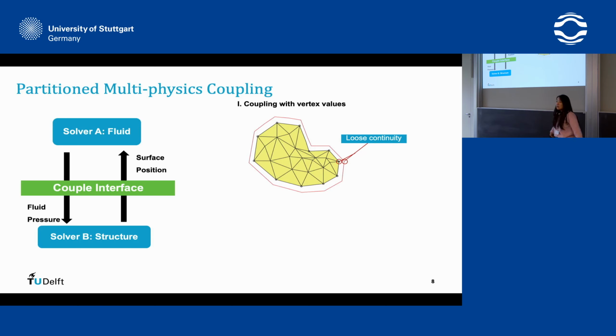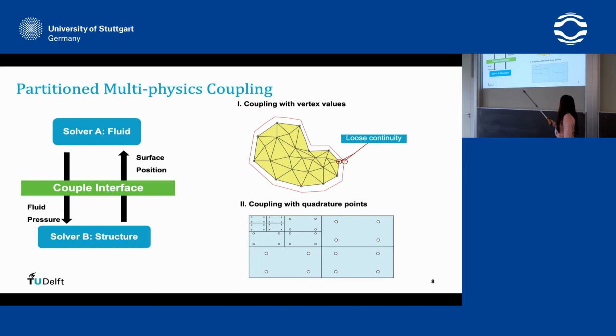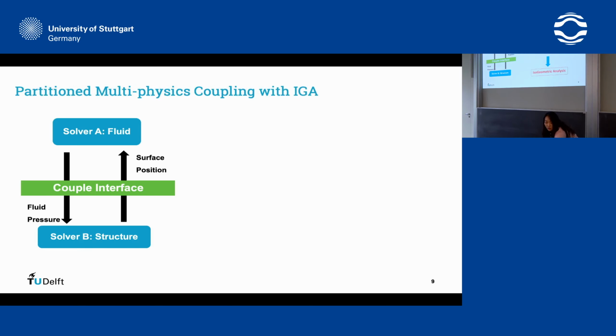So there are two ways of coupling. The first one is you try to couple the vertex values along the interface to exchange this value. Then with this value, you lose your continuity, which we don't want for this application. The second one, if you don't want to lose continuity, you can also try to couple with quadrature points. But the problem with quadrature points is if you have a very large system, like our system, and you do some refinement, your quadrature points will increase exponentially. So it's going to be super slow.